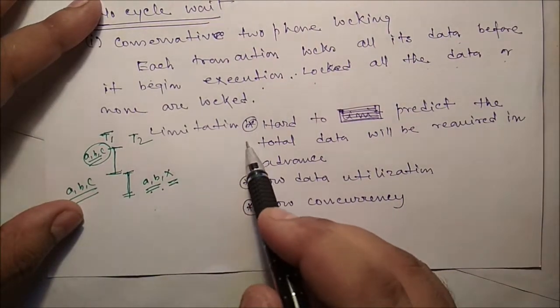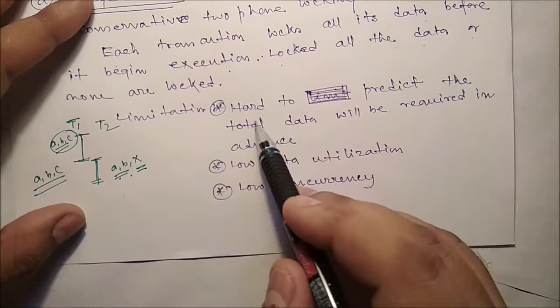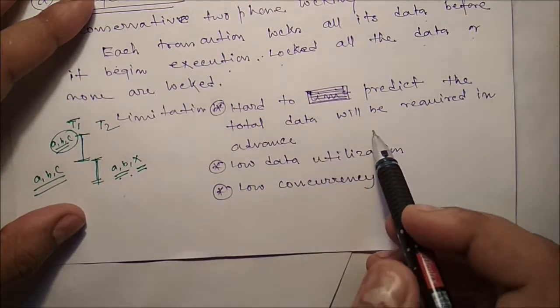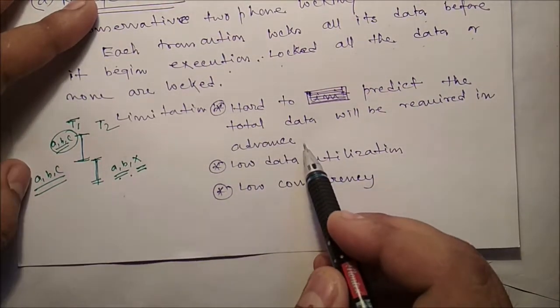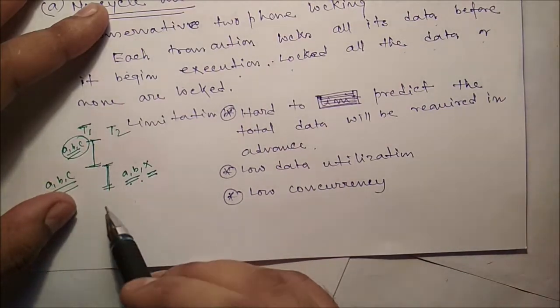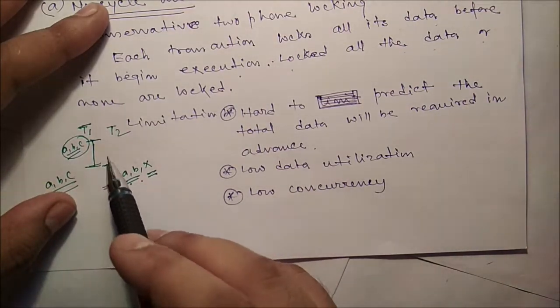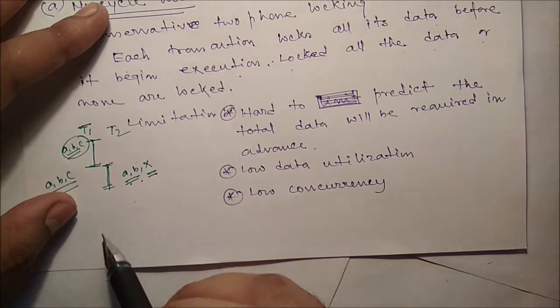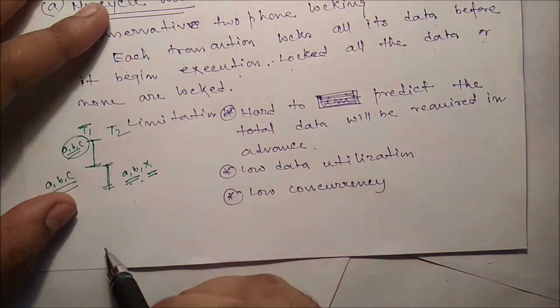Now the limitations: three limitations are there. First, it is hard to predict in advance the total data that will be required. Sometimes it is very difficult to say how many data items will be required to complete a transaction.